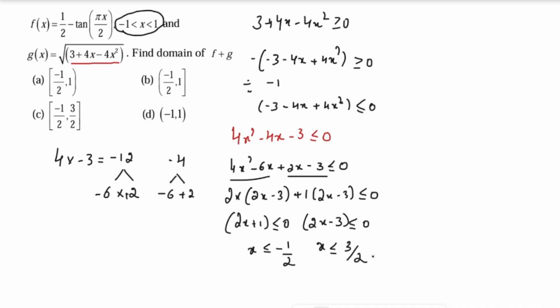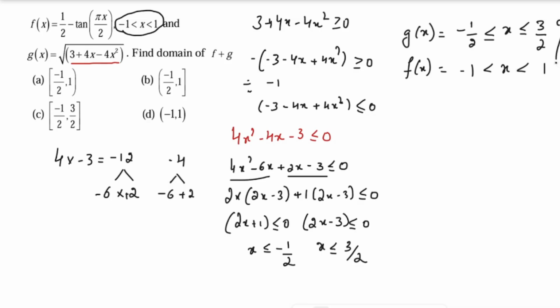So we got two values of x. Let us write the same thing in inequality form. We have minus 1 by 2 and 3 by 2, so minus 1 by 2 less than or equal to x less than or equal to 3 by 2. This is the domain of g of x. And we have already got the f of x domain: minus 1 less than x less than 1, there is no equality symbol. Now we have to find the combination of these two.